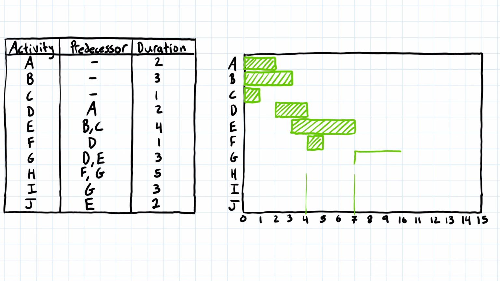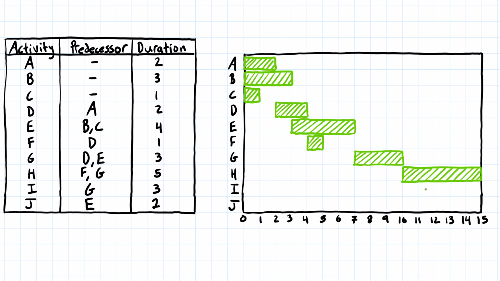And then looking at activity H, it can't start until F and G are both finished and it's 5 days long. So we're going to find out where does F finish. F finishes here at the end of the 5th day, and G finished over here at the end of the 10th day. So we can't start until both of those are done. So we're going to be starting activity H over here. And activity H was 5 days. So we're going to draw it on as 1, 2, 3, 4, 5. That's going to take us to the end of the 15th day.